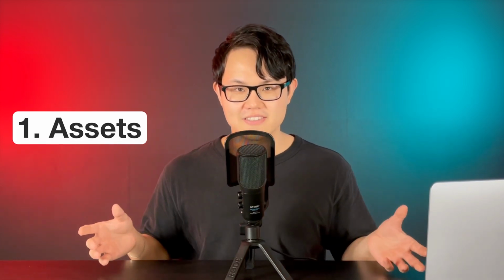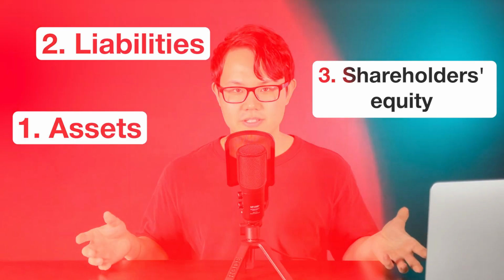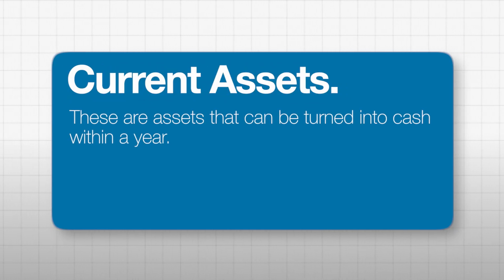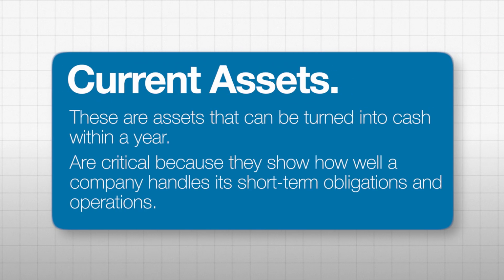Now let's break down the three main sections of the balance sheet: assets, liabilities, and shareholders' equity. Assets, what the company owns. Assets represent everything a company owns and are divided into two categories: current assets and non-current assets. Current assets, these are assets that can be turned into cash within a year. Current assets are critical because they show how well a company handles its short-term obligations and operations.